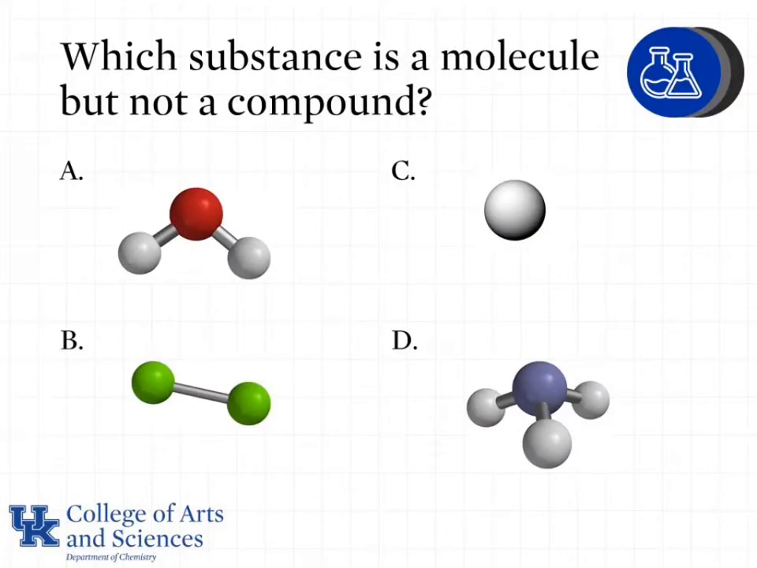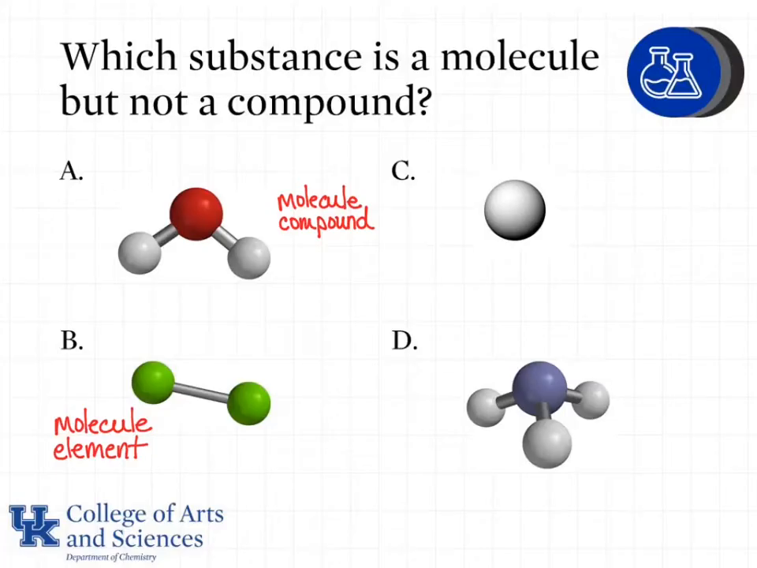So let's look at an example to determine which substance is a molecule but not a compound. To answer this question, let's go through and classify each of these. So A is a molecule, and it is also a compound because it has two different types of atoms in its structure. B is also a molecule because we have two atoms, but it is an element because both of those atoms are exactly the same.